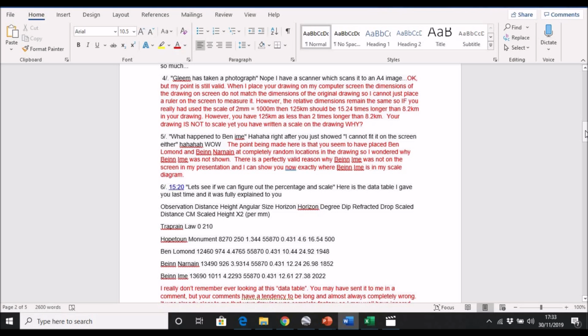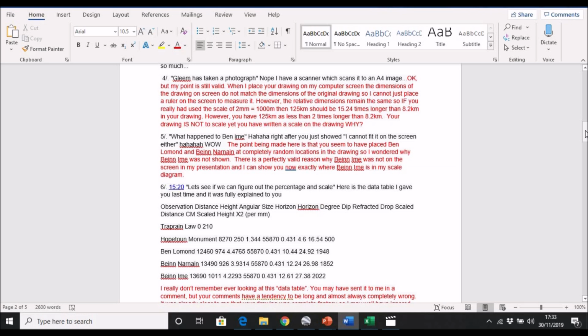Gleem's point number 4, again quoting me, saying Gleem has taken a photograph, and he says, nope, I have a scanner which scans it to an A4 image. Well, my response, okay, but my point is still valid. When I place your drawing on my computer screen, the dimensions of the drawing on screen do not match the dimensions of the original drawing on paper. So I cannot just place a ruler on the screen and measure it and compare the measurement that I get with the data that you provide later in point 6. That's the point I was trying to make.